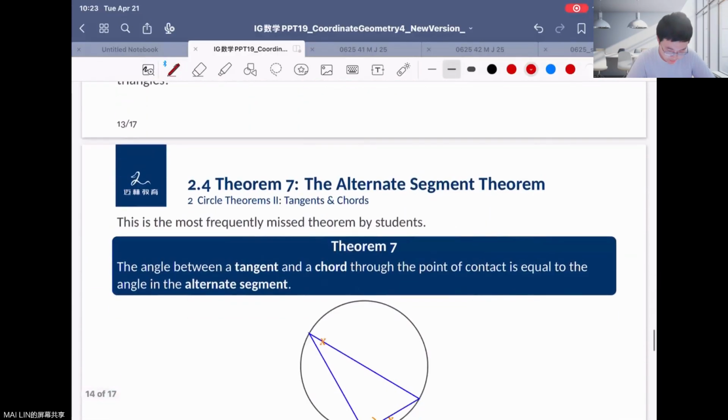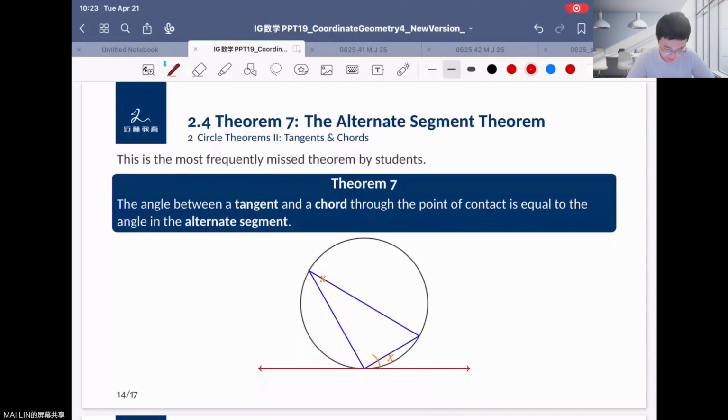Finally we have theorem 7, the most difficult one, the alternate segment theorem. Here, if we first draw a chord, and then draw a tangent across one point, the red line is a tangent. There's an angle x between the tangent and the chord, and we can draw any angle from the alternate segment. Another angle in the circle also equals x. So the angle between a tangent and the chord through the point of contact is equal to the angle in the alternate segment. That is the alternate segment theorem.